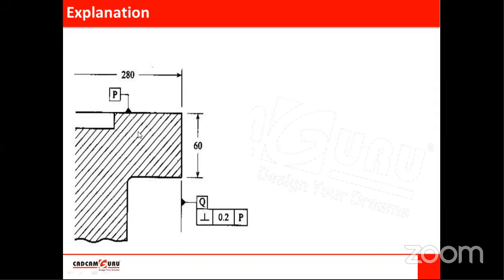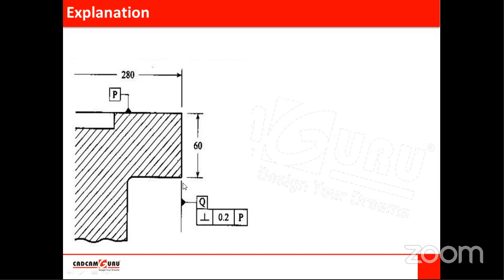We are talking about perpendicularity of this surface with respect to this, because the feature control frame is attached with this surface. It is labeled as Q. This one is the perpendicularity symbol and the permissible deviation is 0.2 with respect to P. So we are talking about this right angle. We are expecting perpendicularity between this surface and this surface.